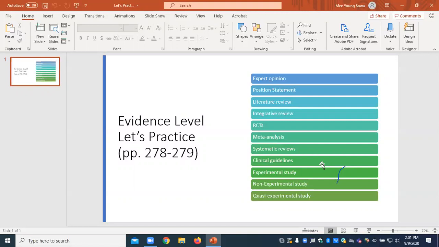Therefore, the title page and abstract are most important. Most of the time, the abstract and title page will tell you what method they used and what kind of design they used, okay? Therefore, I think you will be okay.